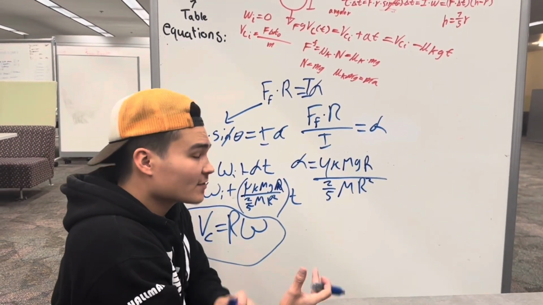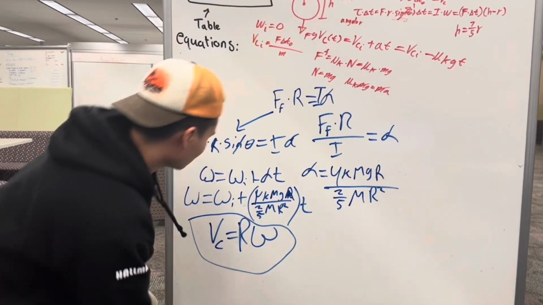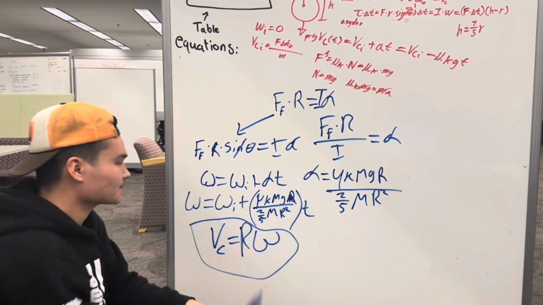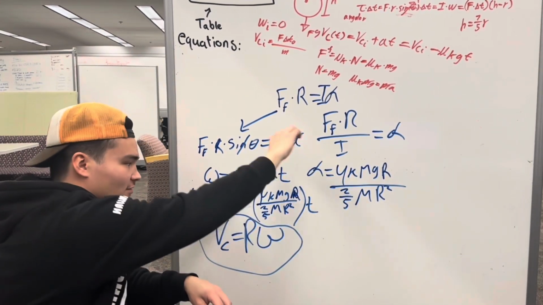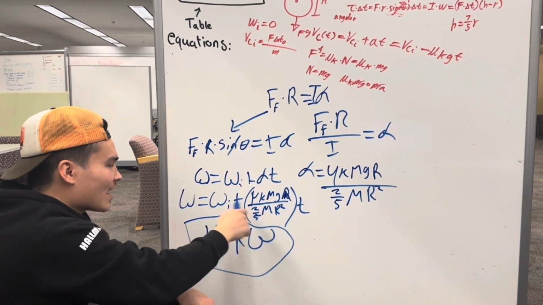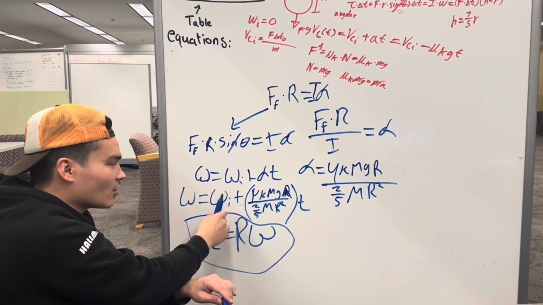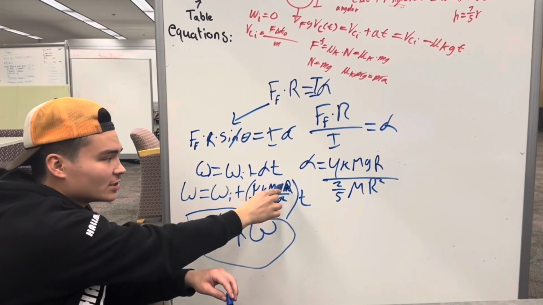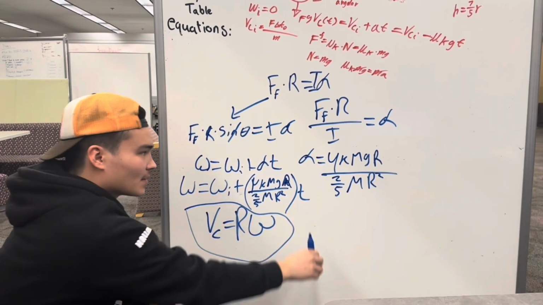And to solve for the angular velocity, we need the angular velocity kinematics equation, which is omega equals omega initial plus alpha times t. We know alpha, so this is our alpha. We plug that into the kinematics equation times t, and we have what omega equals: omega initial plus mu k times mgr all over 2/5 mr squared, and then we multiply that by t.